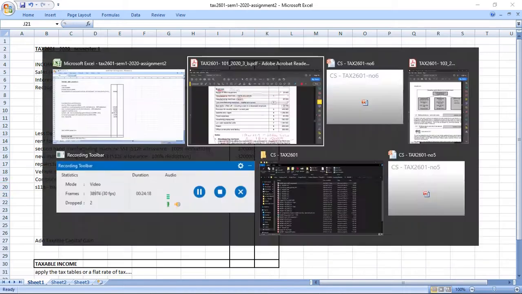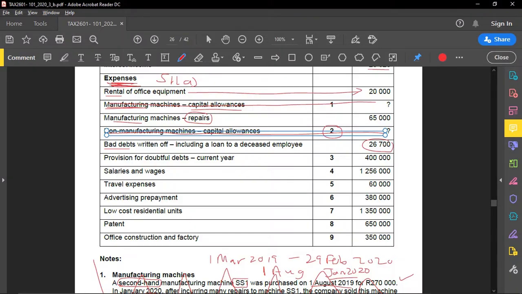Right, minus 26,700. Is that right? Yes, minus 26,700. Cross that out, move on.